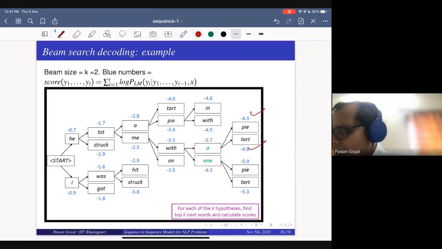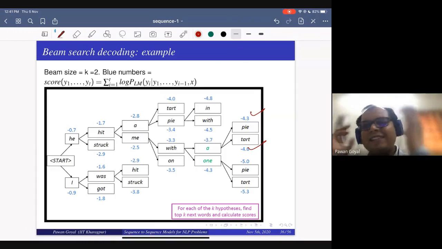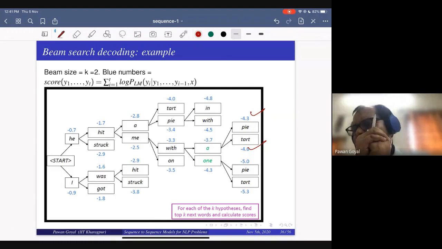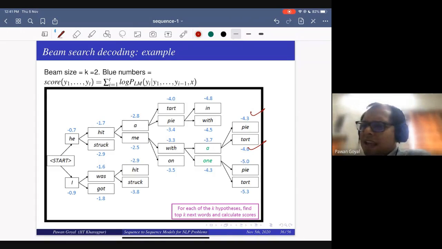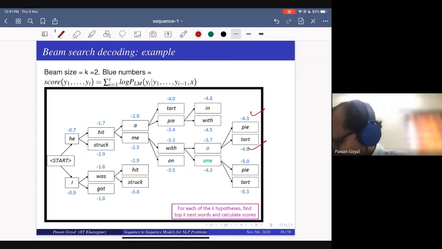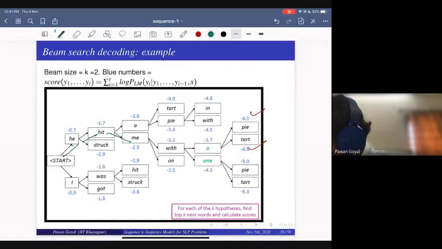He hit me with a pi, he hit me with a tart. And suppose you are stopping at this point. The stopping criteria can be, okay, I have generated maybe an end of sequence token after this sentence, or maybe this is the length up to which I want to generate. So your top 2 things. And because you have to generate only one sentence finally, your sentence would be: he hit me with a pi. That is your final sentence.